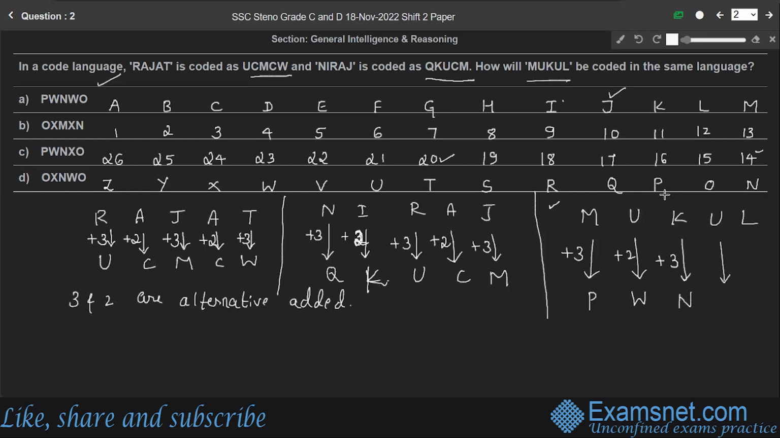Then U plus 2. U is 21 plus 2 is 23, which is W. And L plus 3. L is 12 plus 3 is 15, which is O. PWNWO, right? So look at the options. Option A is the code for Mukul. So here the logic is that 3 and 2 should be added alternatively.